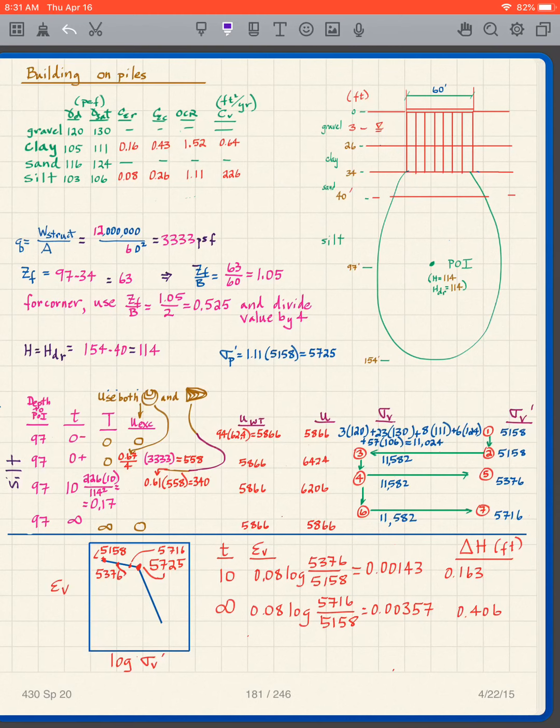result for the settlement. So for this problem, there's no basement, so the building load is 12 million pounds, and to calculate the Q, it's very simple. It's 12 million over 60 squared. We've already established the point of interest is here. The ZF is this distance right there. So the ZF is the 97 minus the 34, which is 63, and that gives us a ZF over B of 63 over 60, 1.05.